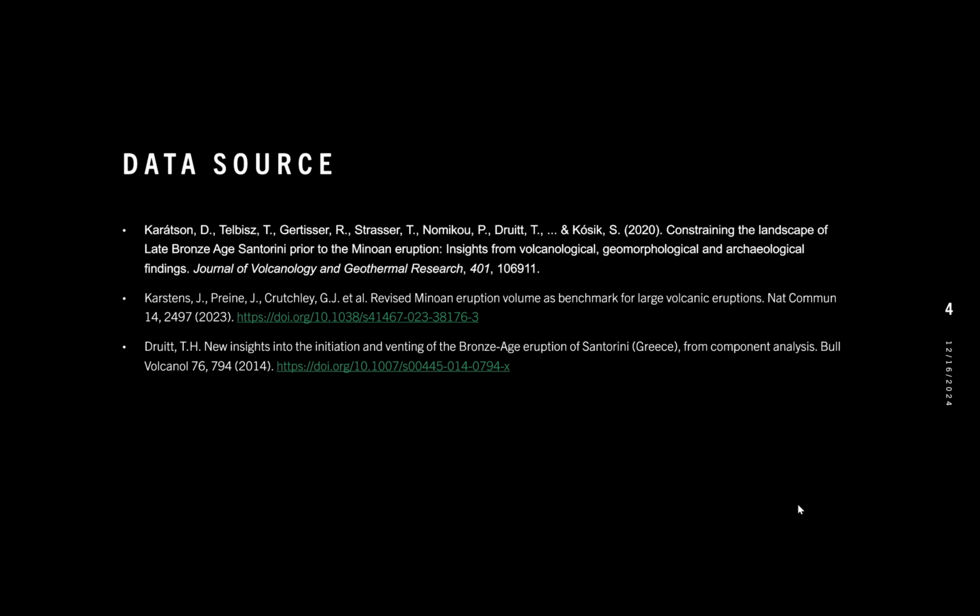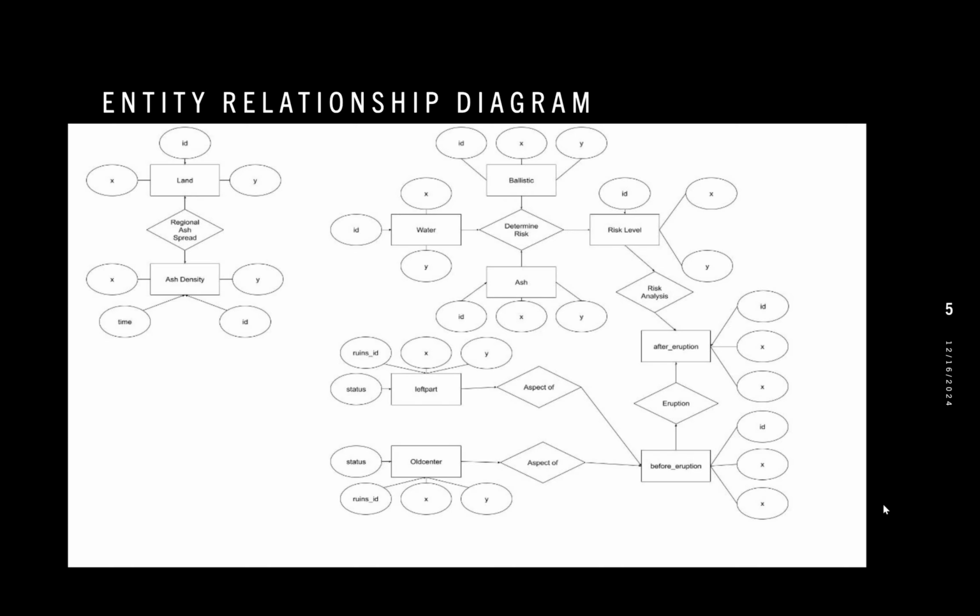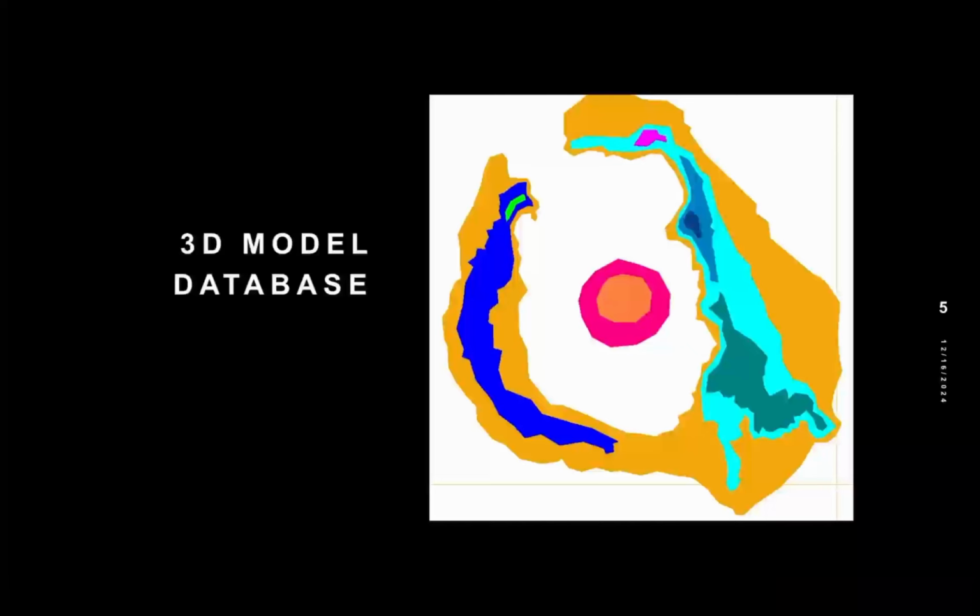This is our data source. This is our entity relationship diagram. We will explain our entity relationship diagram when we introduce our functions. Then I will explain how we create our 3D model.